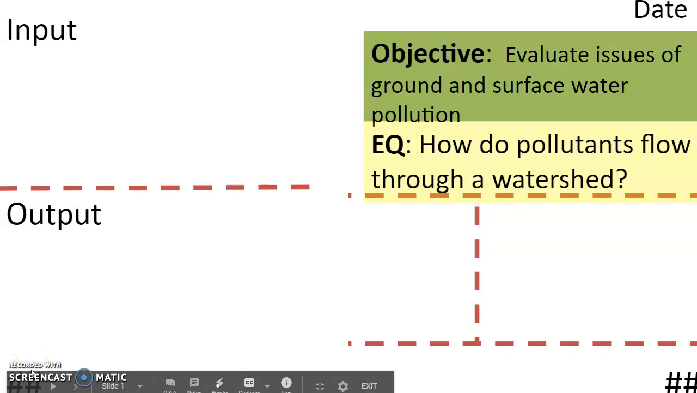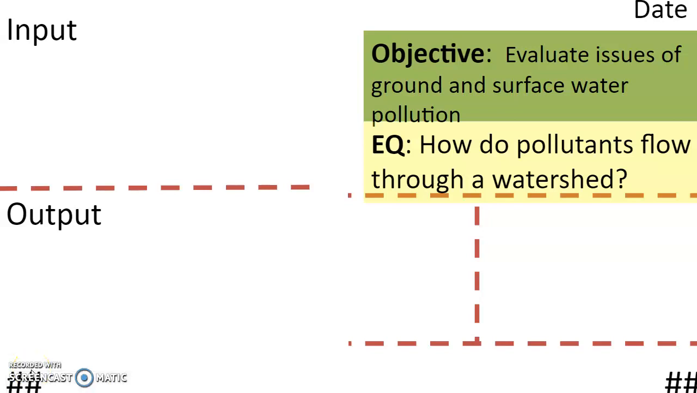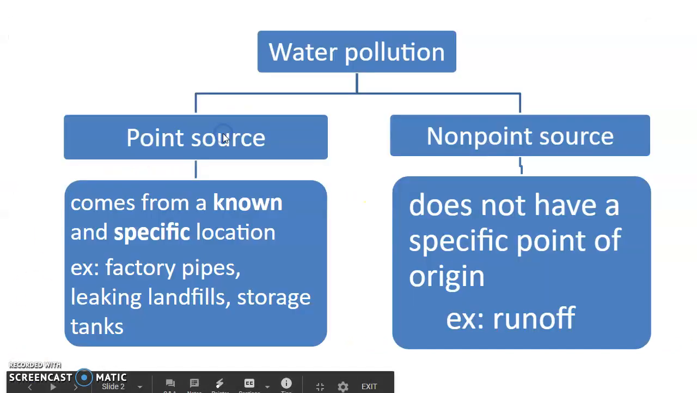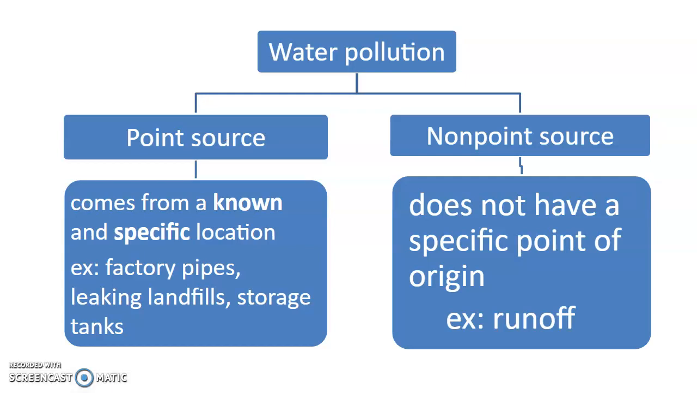Hi class, in today's lesson we're going to evaluate issues of ground and surface water pollution, and we want to ask ourselves, how do pollutants flow through a watershed? So there are two types of water pollution, point source and non-point source. Point source we say comes from a known and specific location.